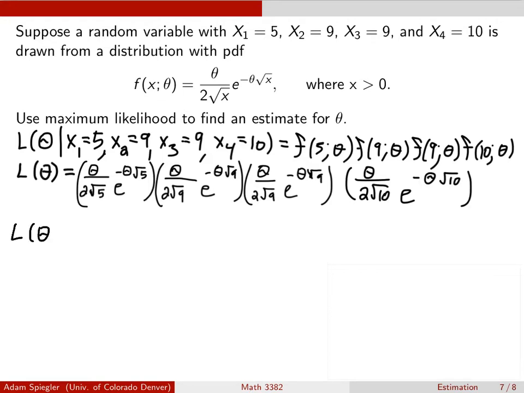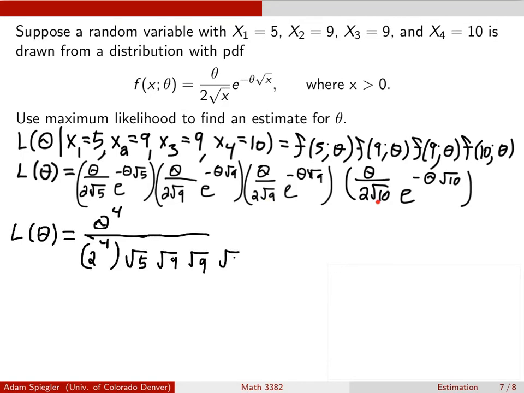And now we want to find a value of theta which maximizes that function. So let's first simplify this. On top we have theta cubed, theta to the fourth. We have 2 to the fourth power. And on the denominator, we have 2 to the fourth times the square root of 5 times the square root of 9 times the square root of 9 times the square root of 10. And then we have e raised to the minus theta square root of 5, and we have a minus theta in each of these, I should say.